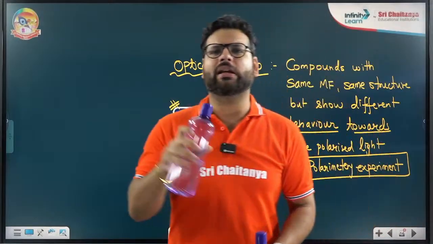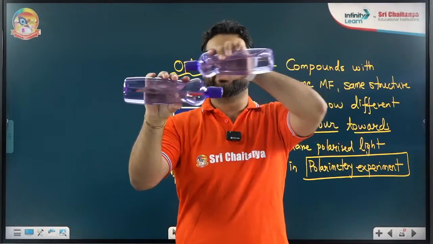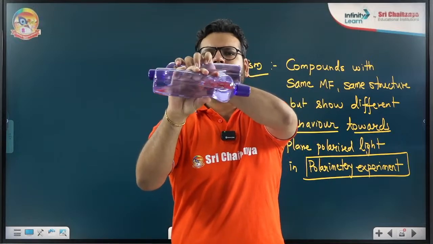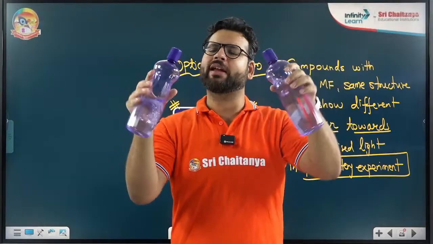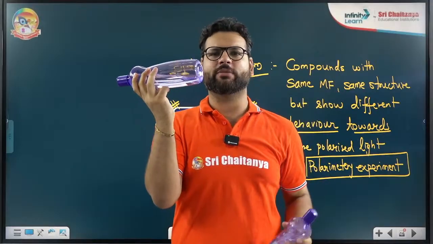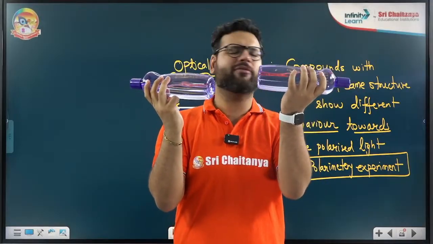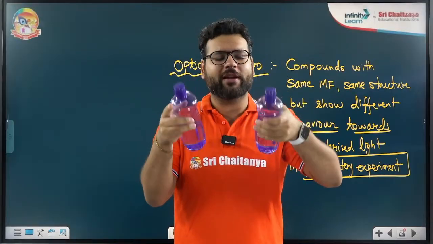Now don't keep the bottle like this and say, sir, now its mirror image is achiral. Correct or not? So you have to check from every end. Don't keep the bottle in one orientation and then say, sir, its mirror image looks like this, now the cap on the left side and the cap on the right side are not superimposing. No, you have to check it from every side.